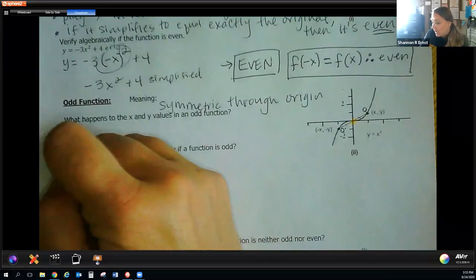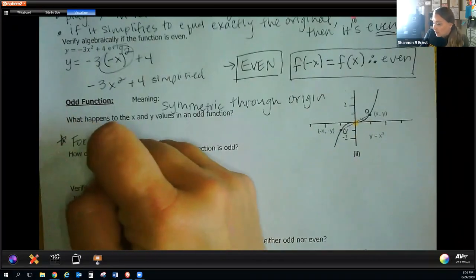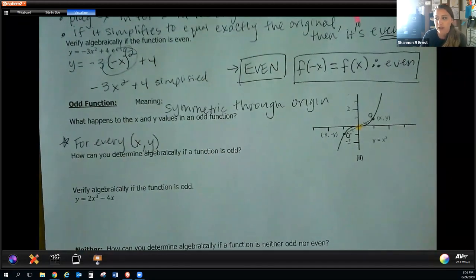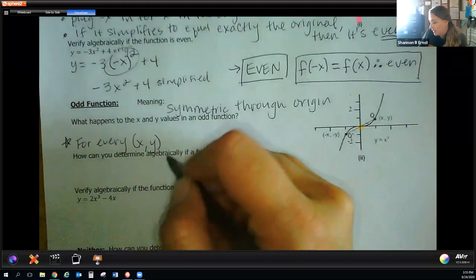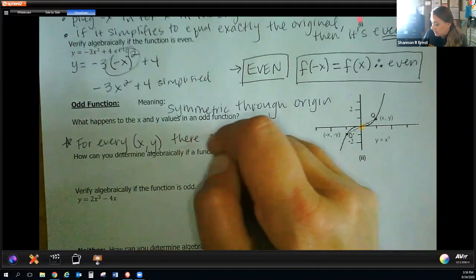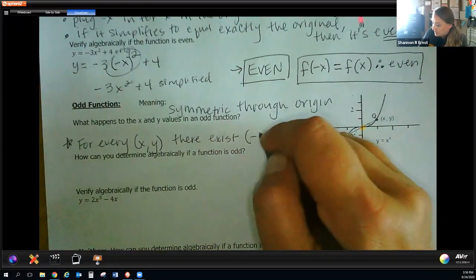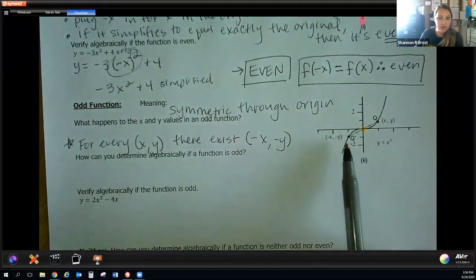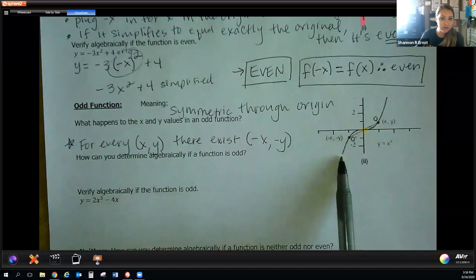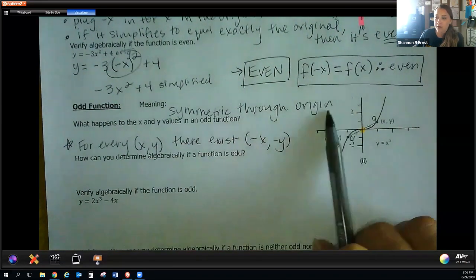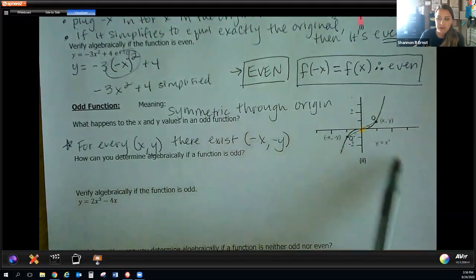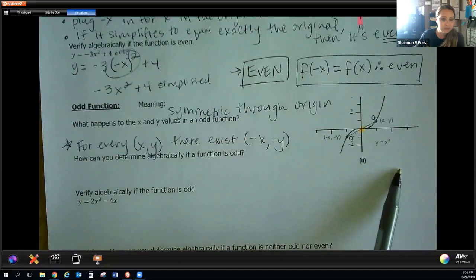So this means for every positive (x, y), so for every point that's in quadrant 1, there exists a (negative x, negative y) point. So negative, negative is quadrant 3. So for every quadrant 1 point, there's a quadrant 3 point that matches it. And that could be true for like quadrant 2. For every quadrant 2 point, there's a quadrant 4 point. Those could still be symmetric through the origin.